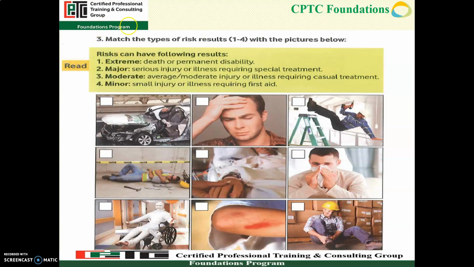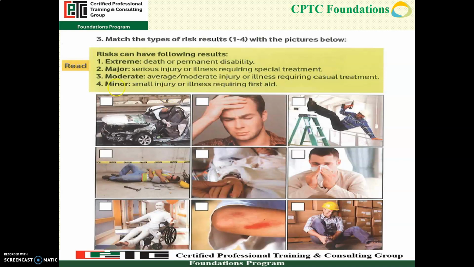So let's start with the first one, which is extreme, the most dangerous one. Extreme means death or permanent disability. The worker who gets an extreme accident can die or can have permanent disability, meaning not able to move at all. Permanent means it doesn't change. It's always like that. So he will never be able to move, for example, his leg or his legs or his arms in the future.